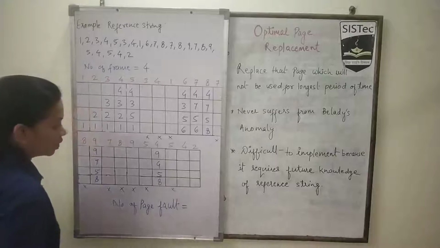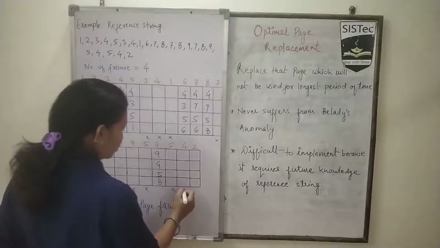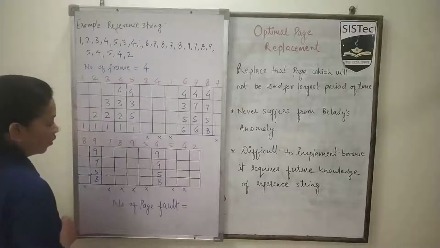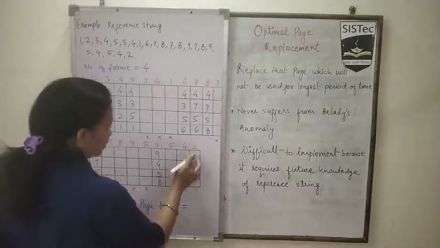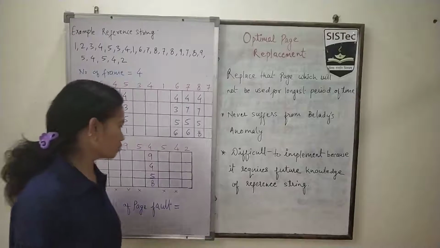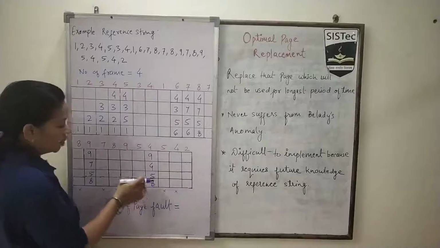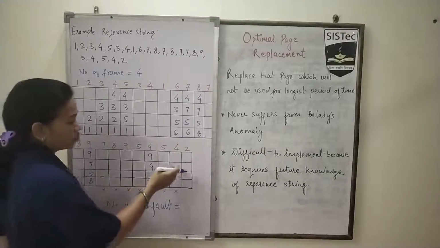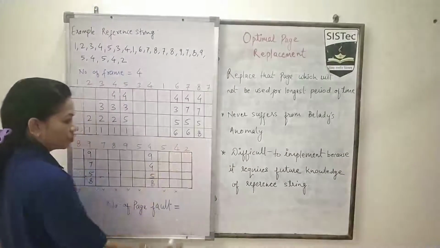No need to replace. Next request is 4. No need to replace because it is already in the frame. Now next request is 2. So which page are we going to replace, because all 4 pages are not going to be used, the string is going to end.